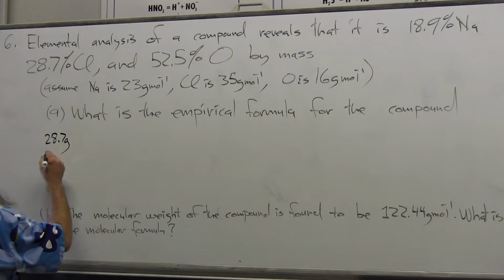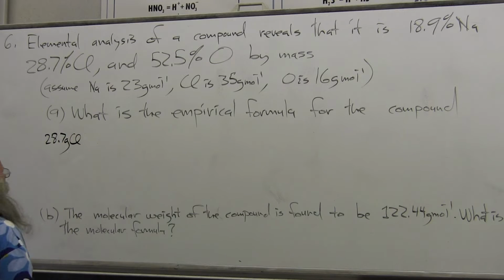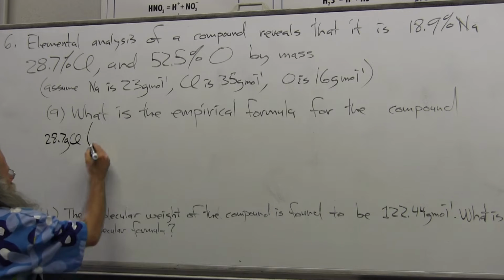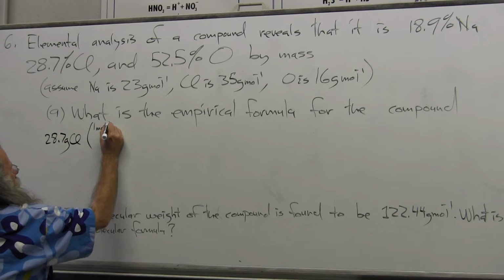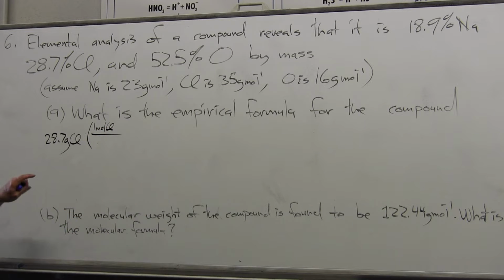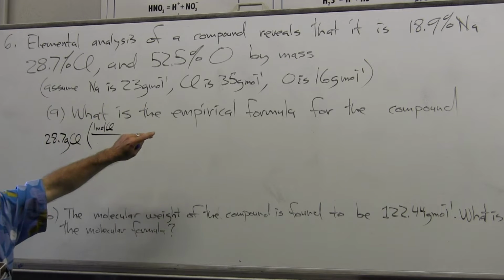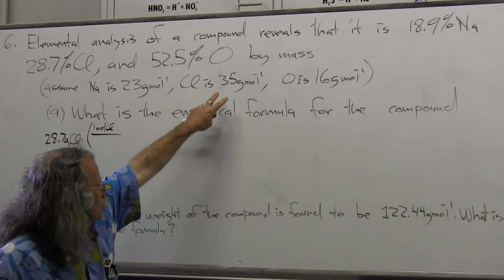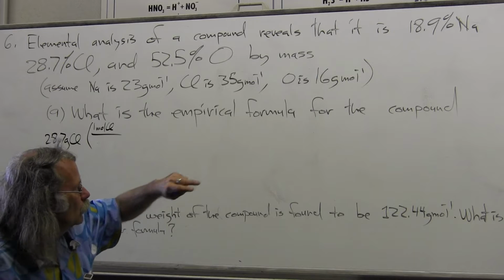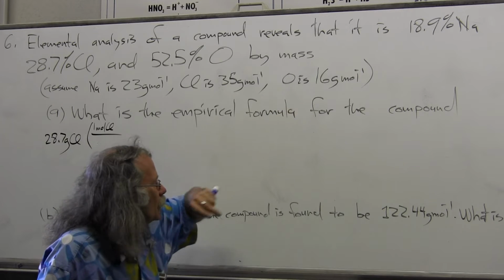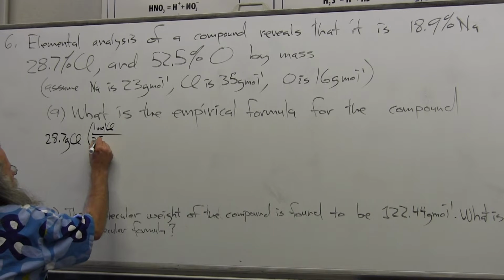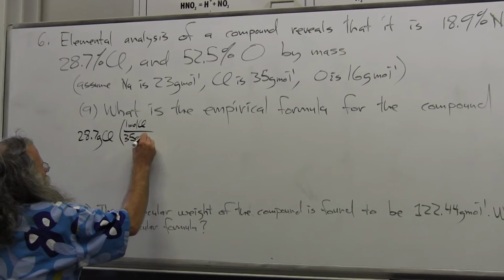28.7 grams of chlorine, and that there is going to be 1 mole of chlorine. And we're also given the information, we're assuming that sodium has an atomic mass of 23 grams per mole, chlorine has an atomic mass of 35 grams per mole, and oxygen has an atomic mass of 16 grams per mole. So chlorine is 35 grams per mole.